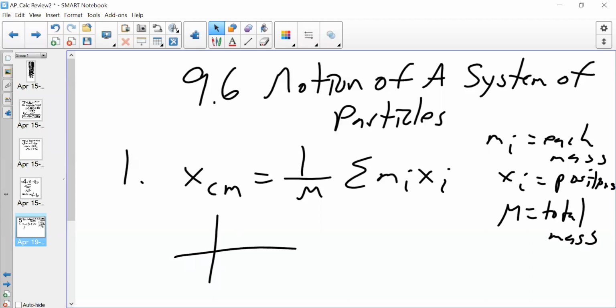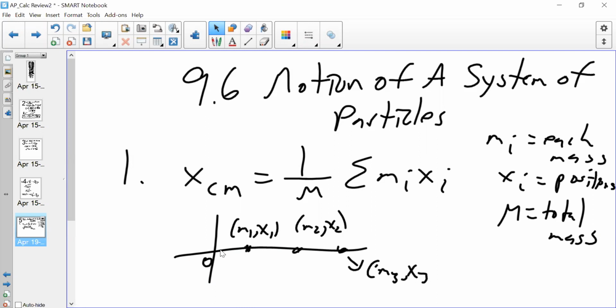So if you're on the x-axis, for example, and it's usually with respect to some origin, you have mass 1, mass 2, mass 3, and you can just basically call it a coordinate, if you will. So you have m1, x1, m2, x2, and then say m3, x3. You can find the center of mass with respect to that origin by using this formula.